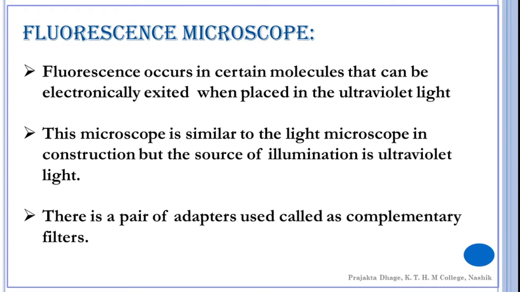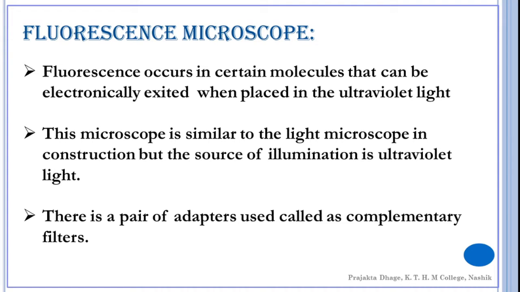Fluorescence is the phenomenon that takes place when the ultraviolet, which is invisible light, gets converted to the visible light of different wavelengths. The color of fluorescence that we observe depends on the wavelength. Fluorescence occurs in certain kinds of small organic molecules which can be electronically excited when placed in ultraviolet light.